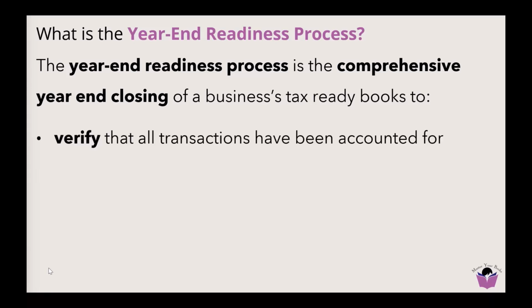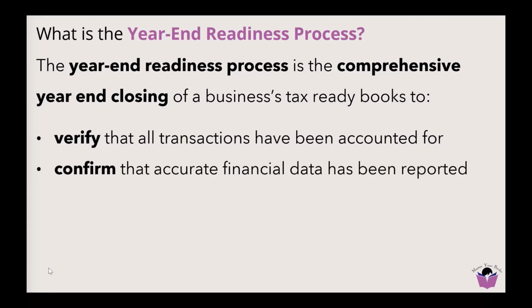They're ready to verify that all transactions have been accounted for. Nothing is missing. It's super important, right? Because when you close the year, of course, there's an opportunity to have to do prior period adjustments. It's not the end of the world. It happens, but we'd rather not have to amend returns or do prior period adjustments if we don't need to. So the verification and validation is essential, and we want to confirm that it's accurate.